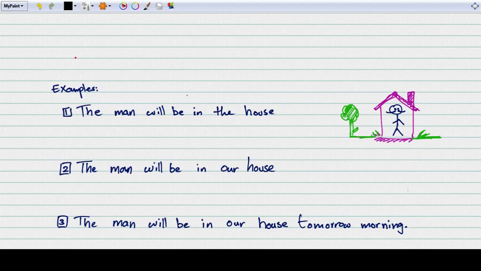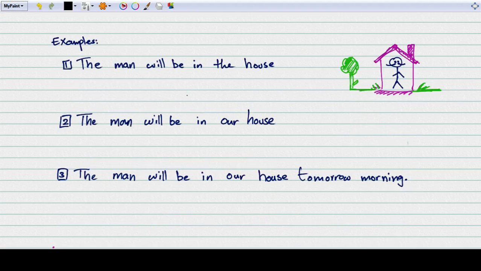Now we're going to the examples, and we're going to start with this example. The man will be in the house. So how do we translate this? First, we try to translate the man is in the house, right? And the translation for this will be الرجل في المنزل.